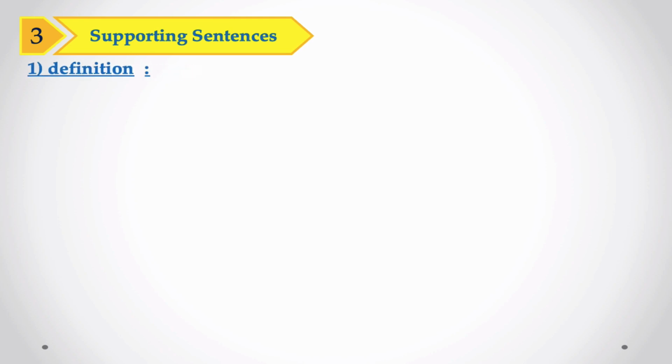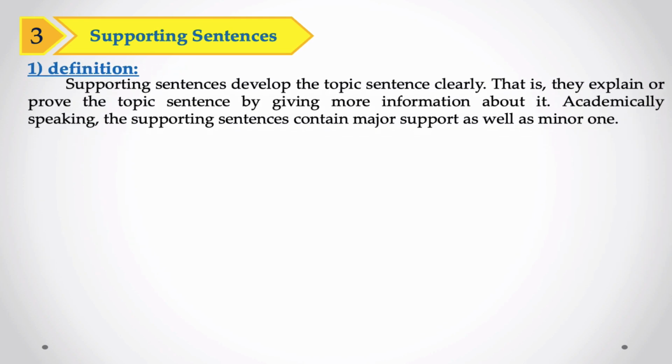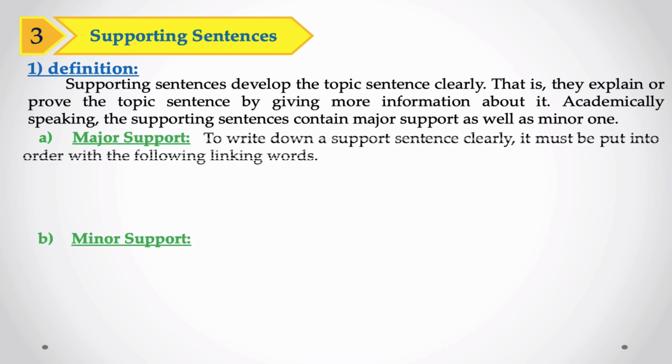So let's move to the supporting sentences. Definition: support sentences develop the topic sentence clearly, that is, they explain or prove the topic sentence by giving more information about it. Academically speaking, the support sentences contain major support as well as minor support. So let's have a look at these two key points: the major support and minor support.